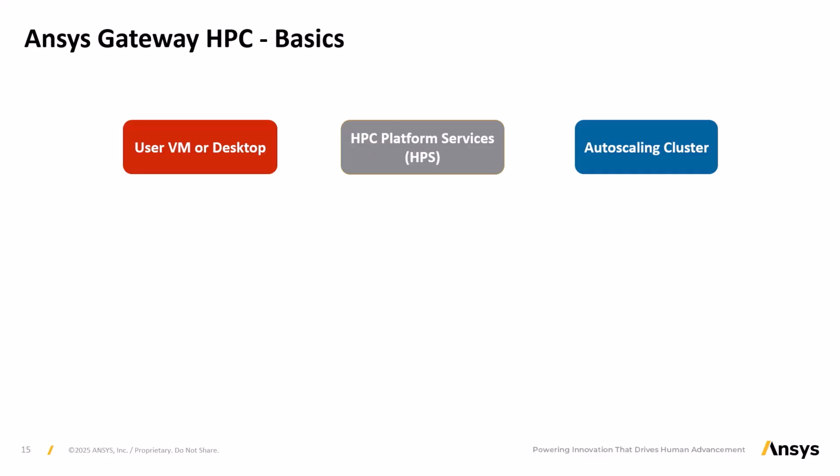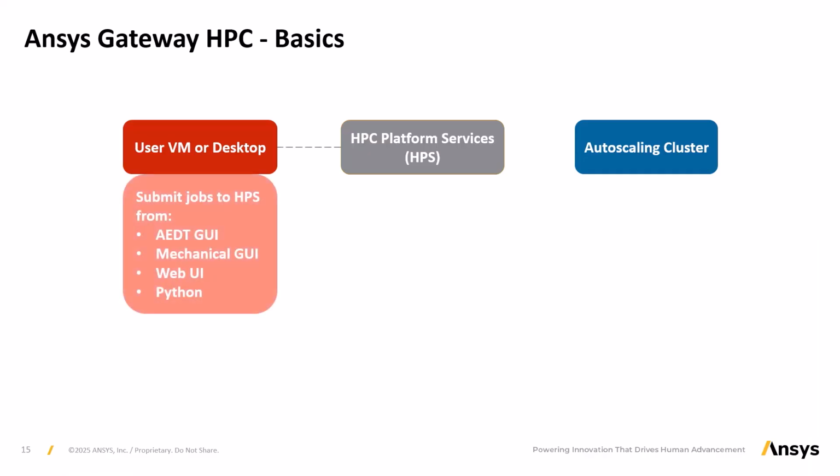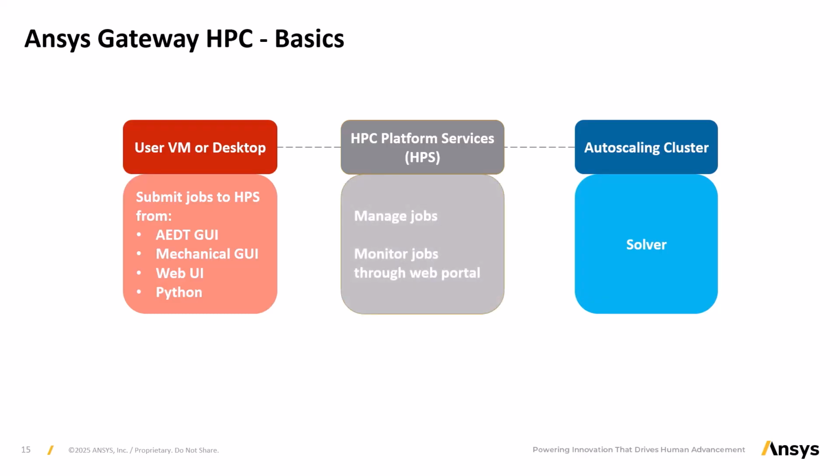At the very basic level, the process looks like this. From your local or virtual desktop, you submit jobs to HPC Platform Services, which in turn will use Slurm to submit jobs to the autoscaling cluster, where those jobs will solve. You can also use HPC Platform Services to manage and monitor jobs. Once the solve is finished, you can download the results, either directly to your mechanical application or to your desktop.